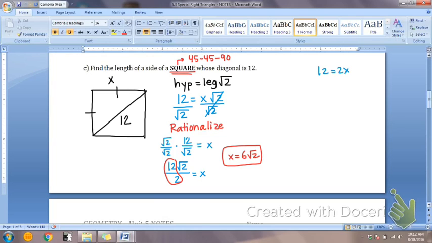Yes? Can you rationalize these cross multiply? No, you multiply straight across. You only cross multiply when there's an equal sign in between the two of them. Okay?